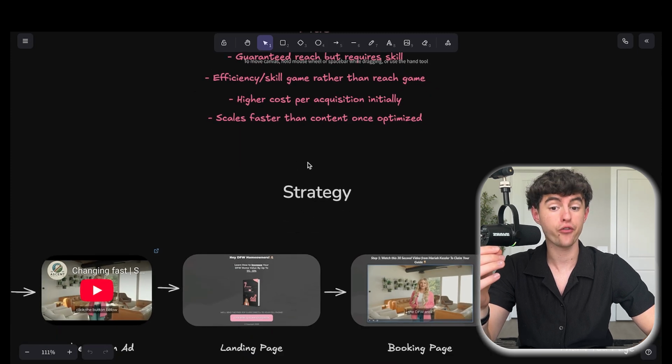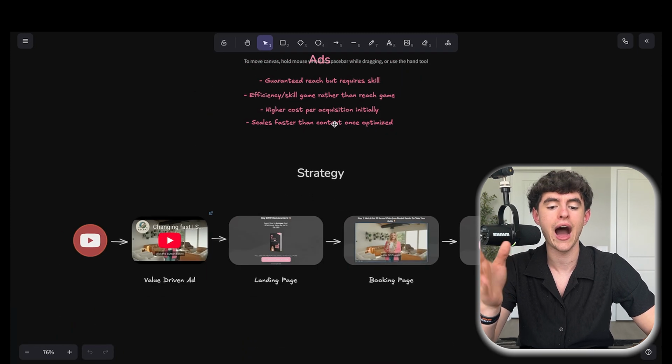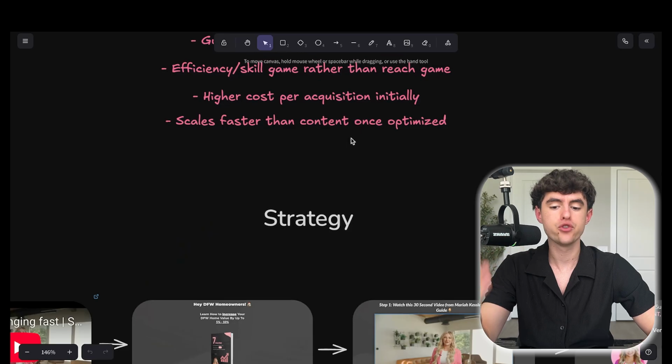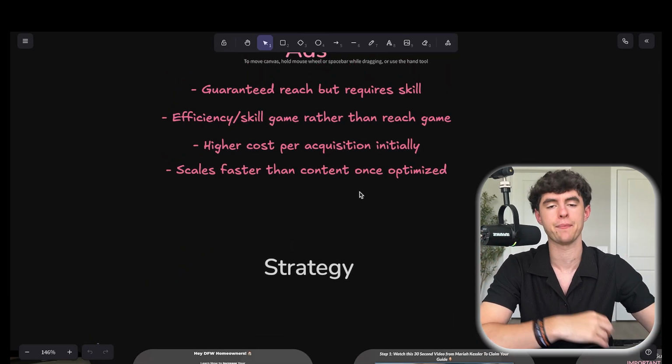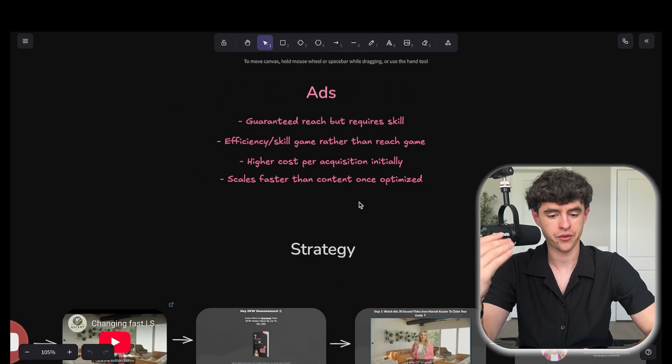And it's going to scale faster than content, but you still need to learn how to optimize the flow. If you know how to actually optimize it and you've been doing it, you can in turn actually make it happen if you have the capital and you're willing to invest. You can essentially scale faster.